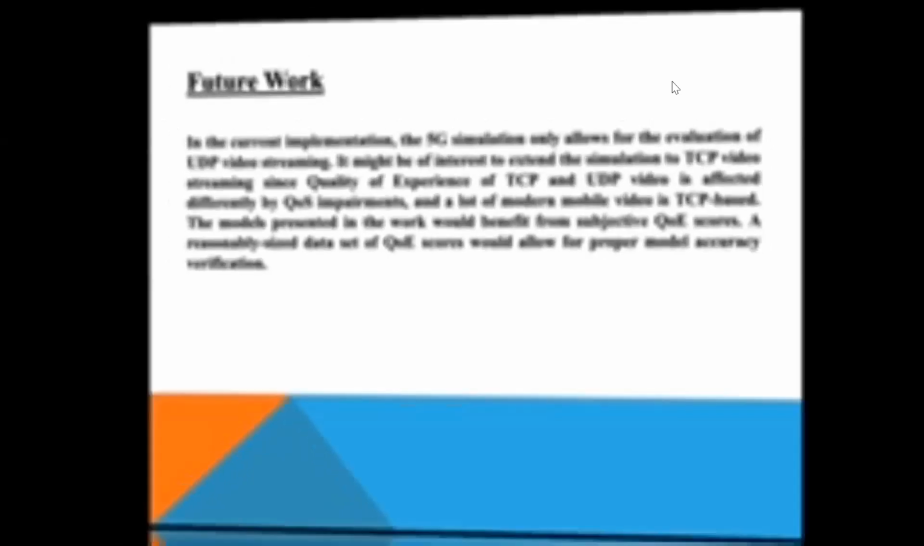Future work. It might be of interest to extend the simulation to TCP video streaming, since the quality of experience of TCP and UDP video is affected differently, and a lot of modern mobile video is TCP based. The model presented in the work would benefit from subjective QoE scores, and a reasonable size data set of QoE scores would allow for a proper model accuracy verification.